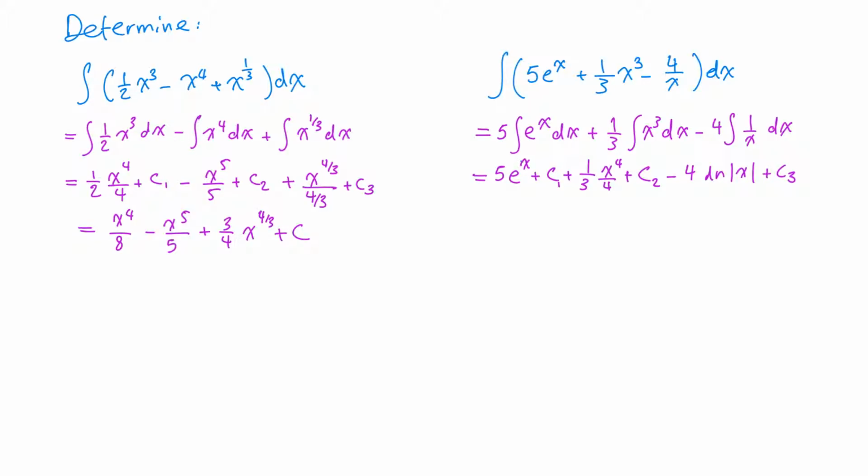Finally, I will simplify a little bit, and I will get 5e to the x plus 1 over 12 x to the 4 minus 4 ln of x, and I will add that to one constant, so c1 plus c2 plus c3, I'm just changing them to one constant.